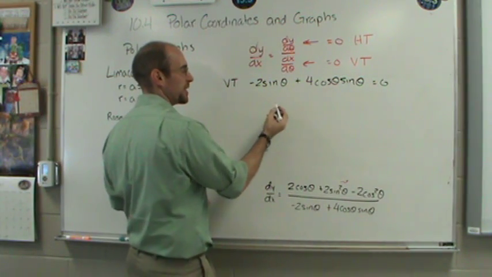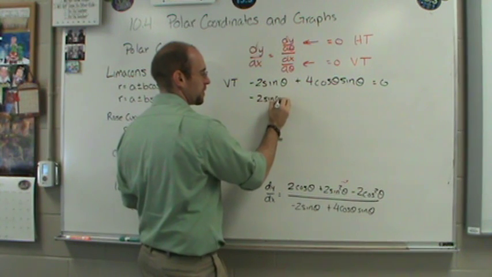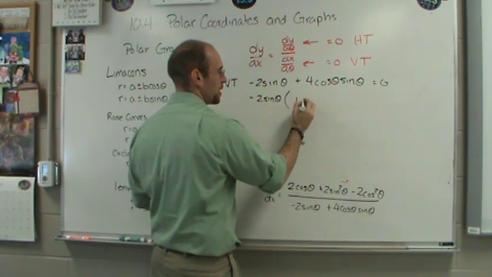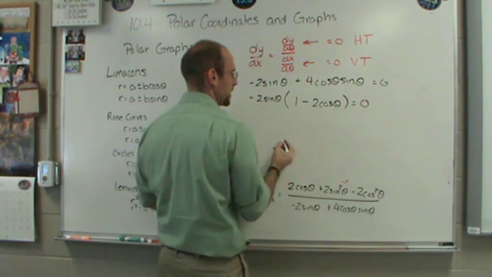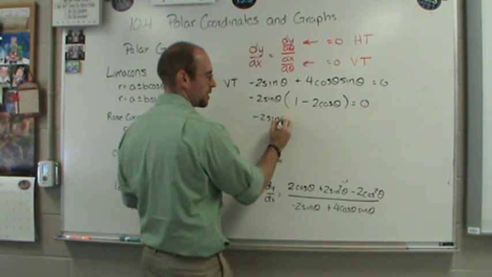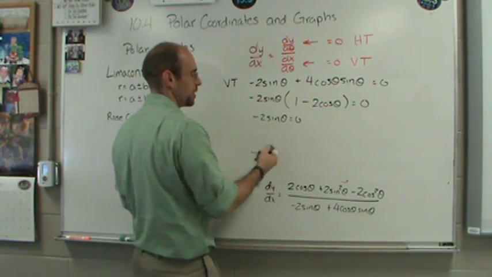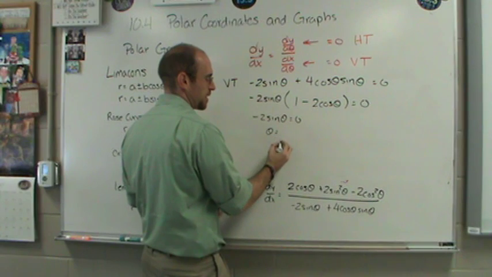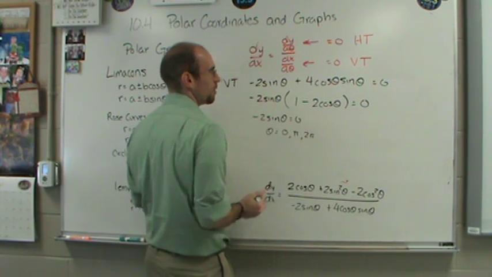If I look at this, I know I can take out a negative 2 sine theta. So negative 2 sine of theta is going to give me 1 minus 2 cosine theta. I love it when it works out that way. Negative 2 sine theta equals 0. Where is sine 0? Theta is going to be 0, pi, 2 pi, and so on.